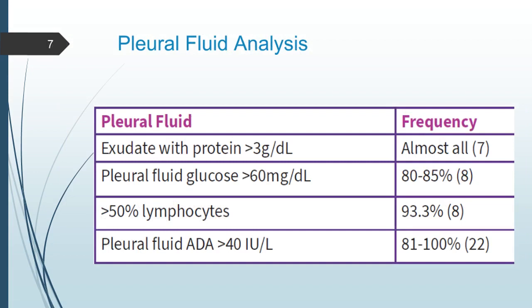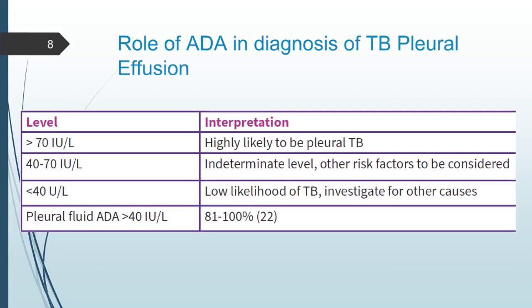Tubercular pleural fluid is generally exudative, lymphocytic in nature with high adenosine deaminase levels. ADA levels in pleural fluid is a semi-specific biochemical marker for diagnosis with a cut-off level of 40 international units per liter. It has a sensitivity of 92% and a specificity of 90%. ADA more than 70 international units per liter is highly likely to be tubercular pleural effusion. But it should be noted that high ADA is also found in empyema and rheumatoid pleurisy.